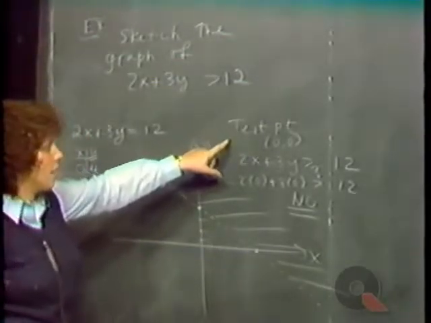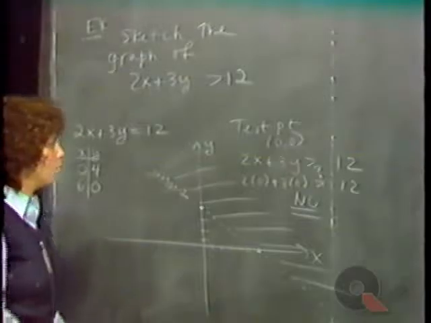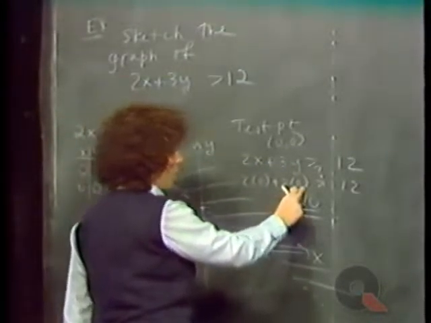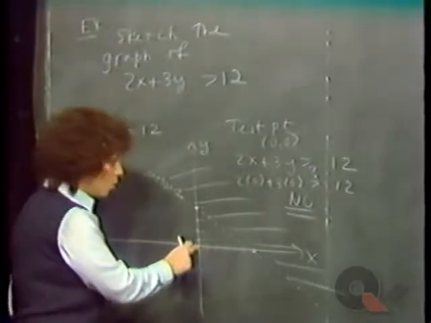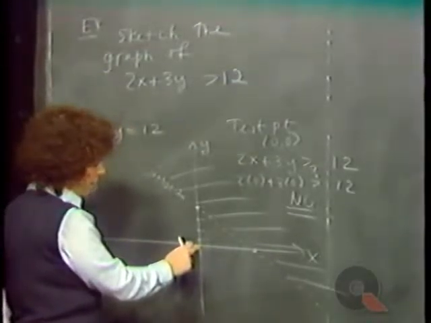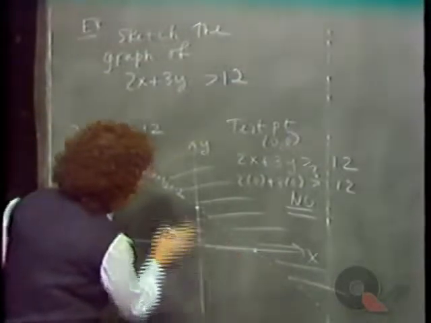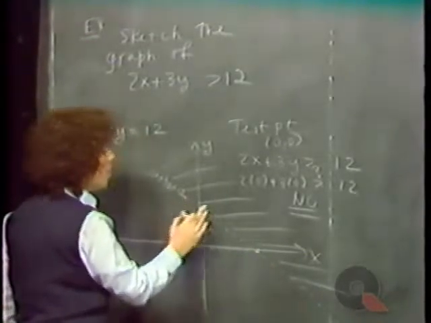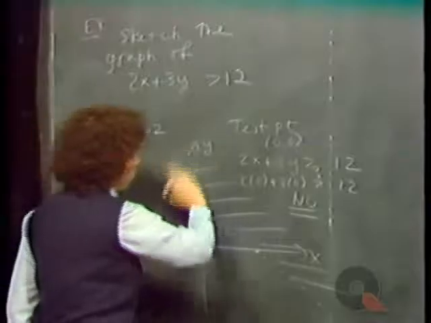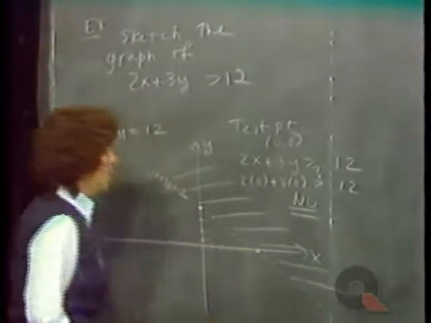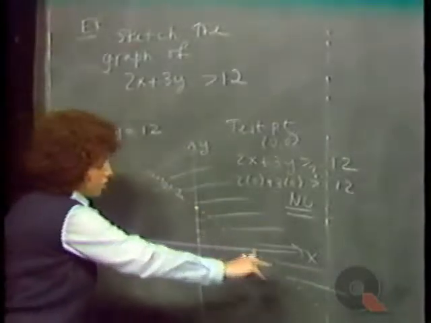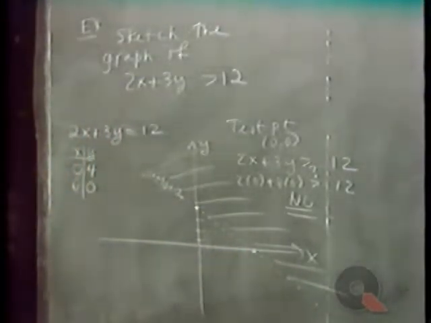Once again, we tried the test point. We substituted in (0, 0), and we found out that we did not get a true statement. In other words, (0, 0) was not part of the solution set. Neither is any point on this side of the line, the same side as (0, 0). The solution set consists of all points in the shaded region. The line is a boundary, but the points on the line are not included.